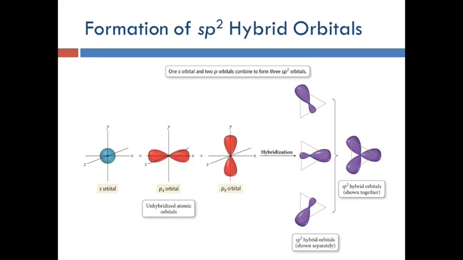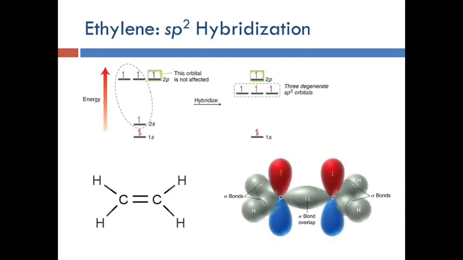Well, you can have one s and two p orbitals, and when you combine those, again, you get these kind of drumstick shapes where one side is larger because of constructive interference and one is smaller. But because you have three of them now, you're going to get a trigonal planar arrangement of those orbitals. And this is what happens in ethylene.